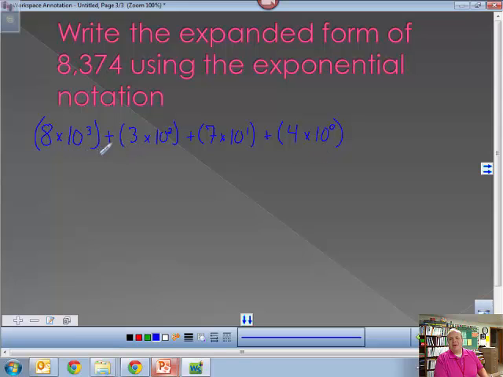So therefore, this is my expanded form of 8,374. And this is what we're going to be doing in class. Make sure you fill out your WSQ and bring your question to class.